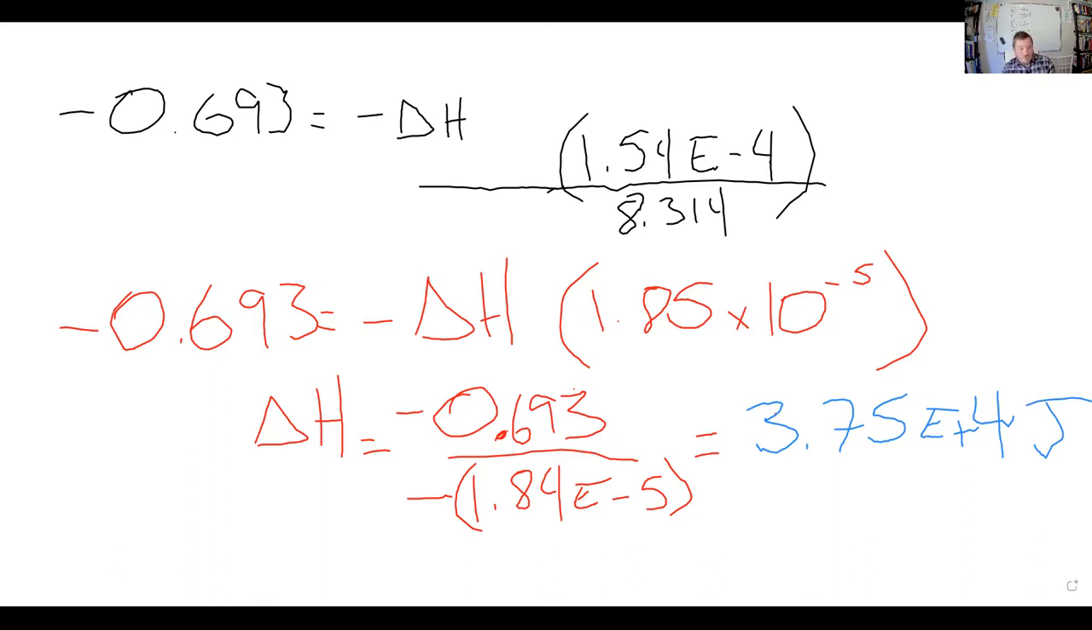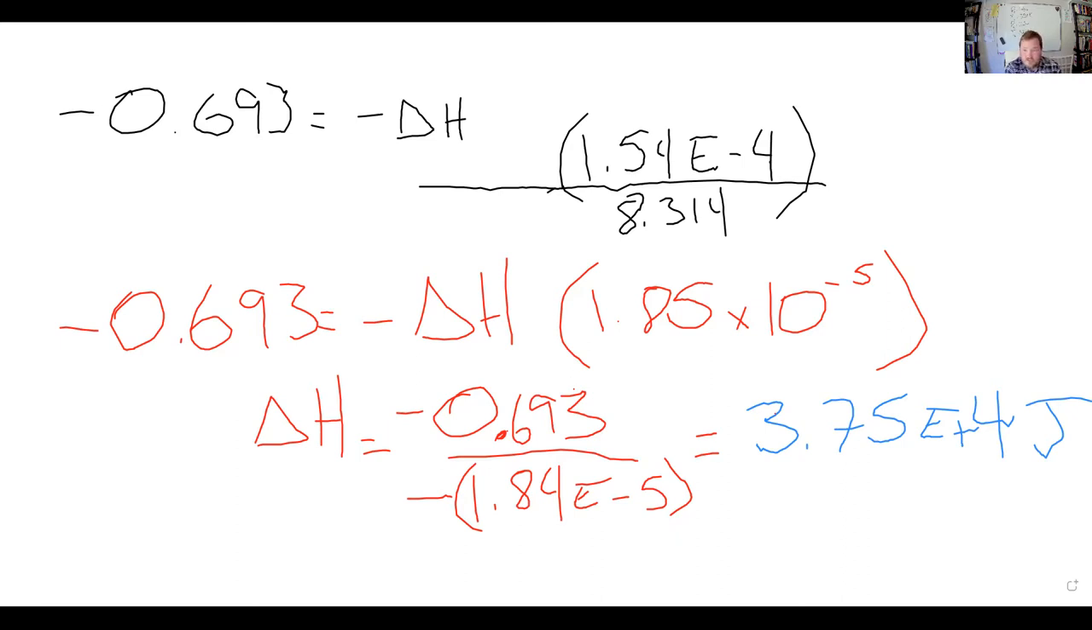Right? And then once we do all that, we get a number that seems at least in the right ballpark in terms of joules for a reaction. We get 37,000 joules or 37 kilojoules, which is a reasonable-ish number for a chemical reaction, right? We're not getting a number in the millions. We're not getting a number in the tens. Getting a number in the tens of thousands of joules is a pretty standard reaction energy.